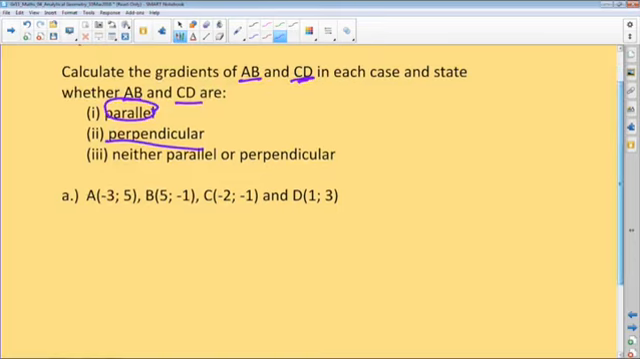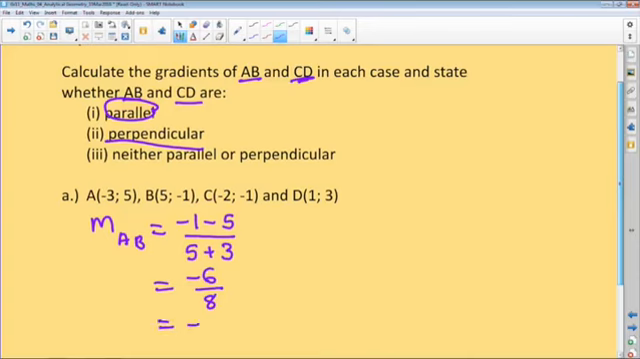You've got the gradient of AB. Gradient of AB would be given by minus 1 minus 5 divided by 5 plus 3, which is minus 6 over 8, and that is minus 3 over 4, right? Now, we work out the gradient of CD. That's 3 plus 1 over 1 plus 3.